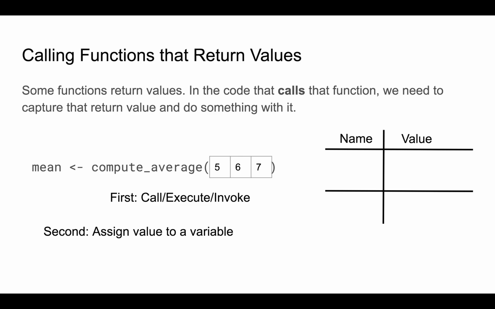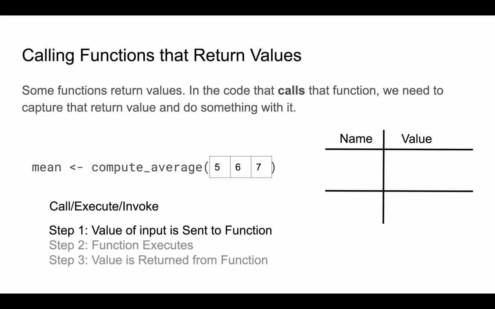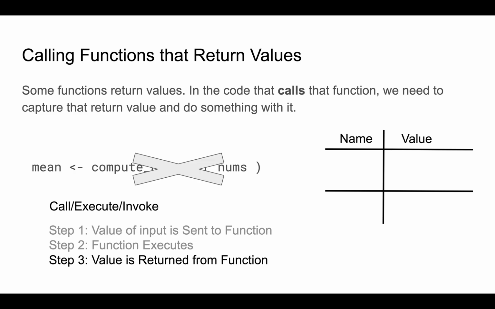So now this is embedded in a two-step process. First, I'm going to call my function compute average, and second, I'm going to take that return value and assign it into a variable. So I've got my symbol table all set up on the right. I'm calling my function, sending that input. Now it's doing its thing, computing 5, 6, 7, it's going to get me 6. It's done. It says, I finished, my value is 6.